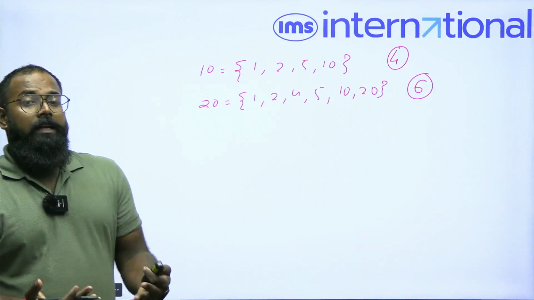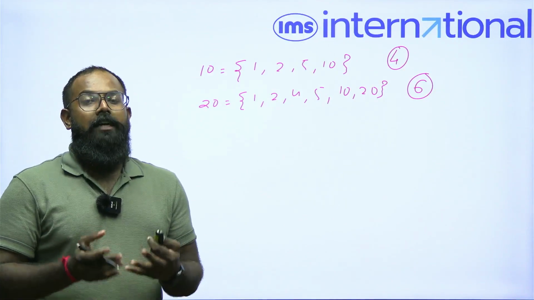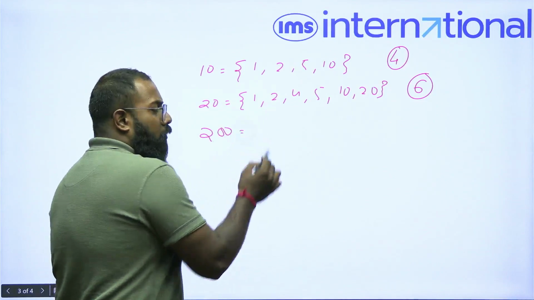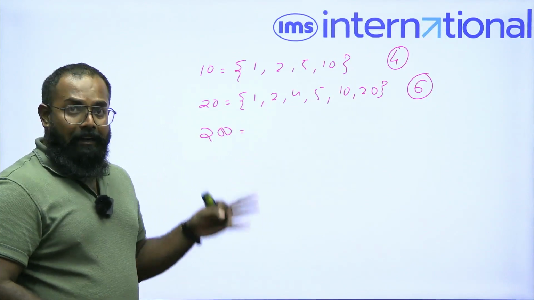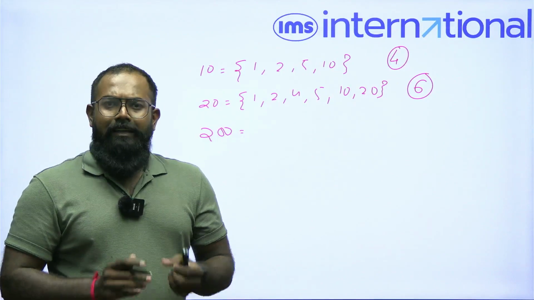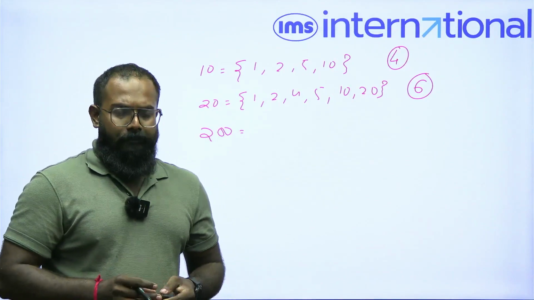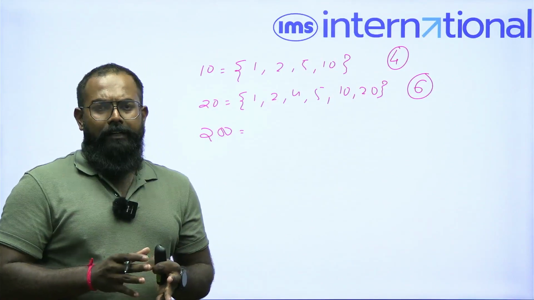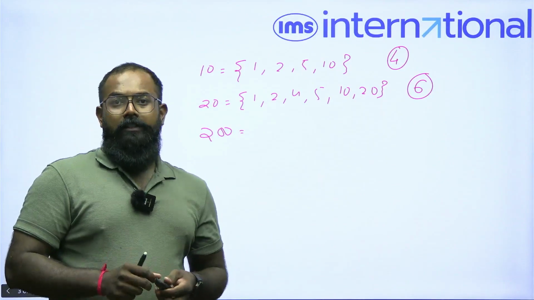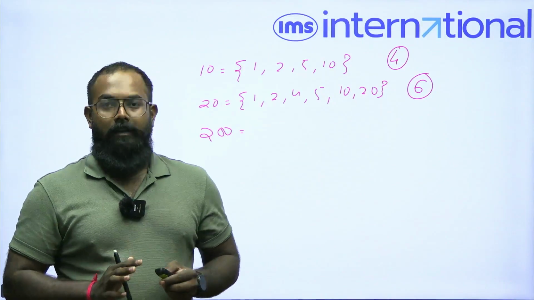If I go ahead and ask you, what are the total number of factors that 200 has? I am definitely sure you're not going to write all the factors and then count them and then tell me. There must be an easier way to solve this. Whenever you're asked to find the total number of factors or any factor related questions, the very first thing that should come to your mind is prime factorization.